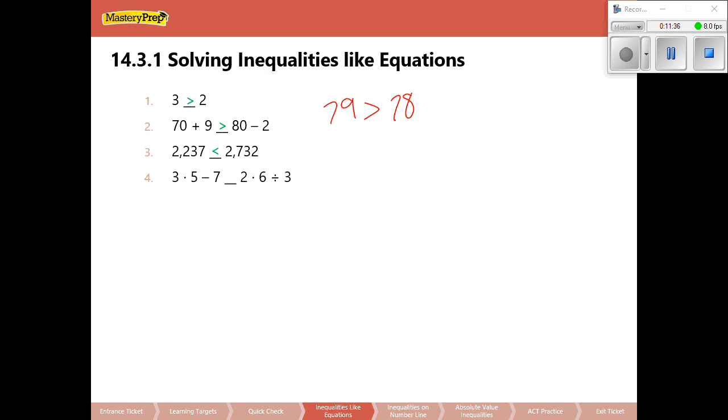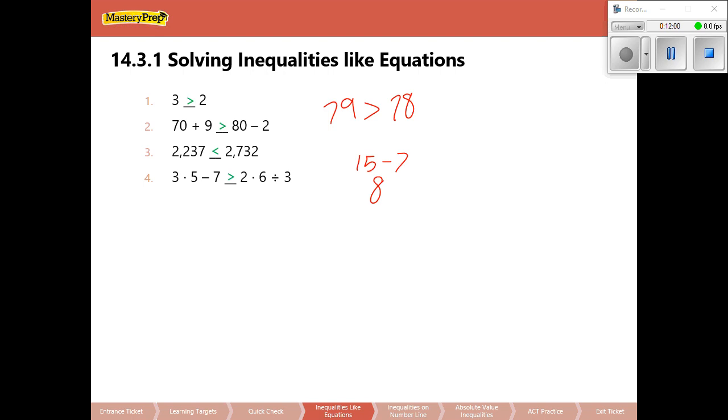3 times 5 minus 7 and 2 times 6 divided by 3. It would be greater, because on the left-hand side, 3 times 5 minus 7. So according to order of operations, we do what first? Multiplication. So the 3 times 5, which would be 15, and 15 minus 7 is 8.